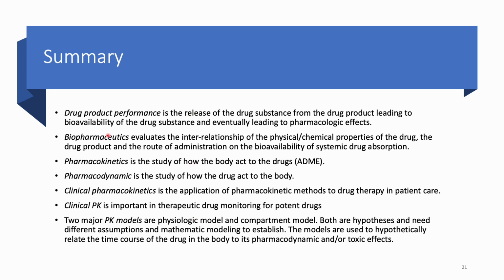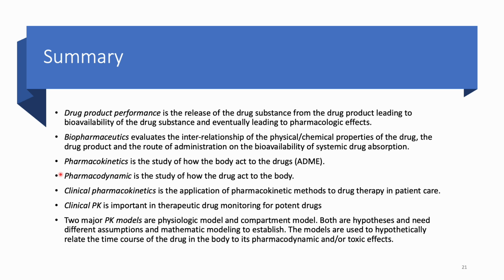In summary, after you finish this lecture, make sure you know some very basic information about the terminology of drug product performance. This is the release of the drug substance from the drug product, leading to bioavailability of the drug substance and eventually to pharmacologic or clinical effects. Biopharmaceutics studies the interrelationship of the physical and chemical properties of the drug product and the route of administration on the bioavailability of systemic drug absorption. Pharmacokinetics is the study of what the body does to the drug: ADME, absorption, distribution, metabolism, and excretion.